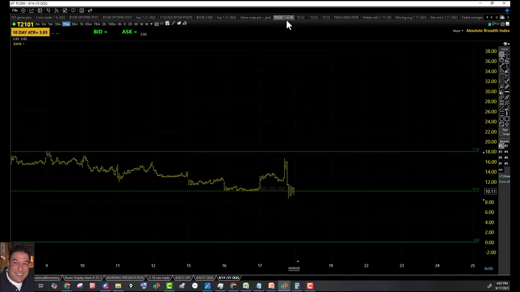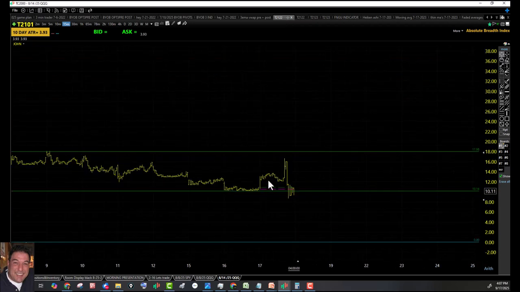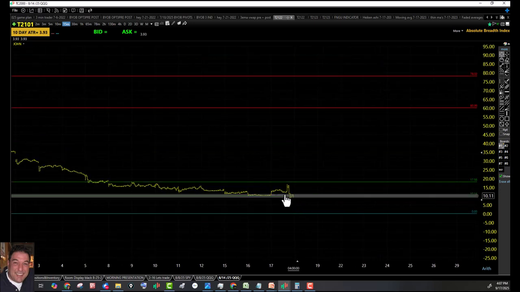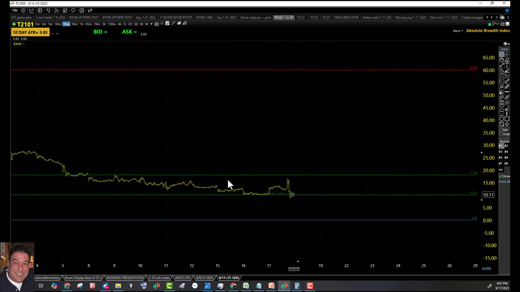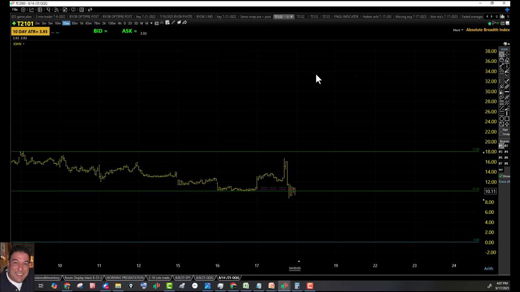T2101, all right, did wake up and start moving in the other direction, and here we are closing some candle bars down in the reversal zone. So that's T2101 on the 15-minute chart. This is the market breadth. Again, losing more and more breadth today.